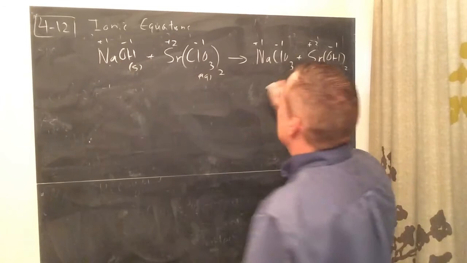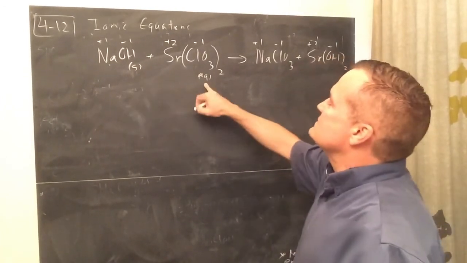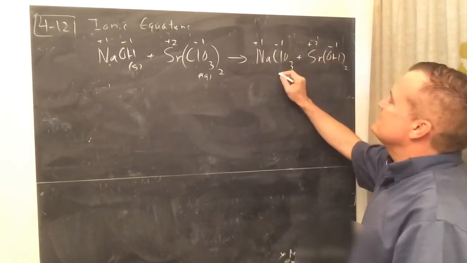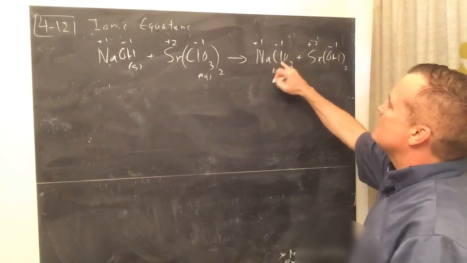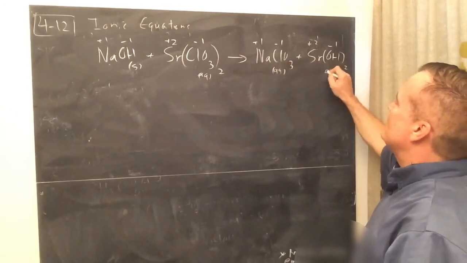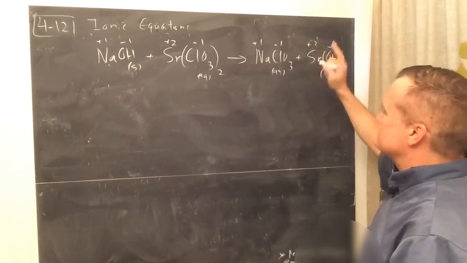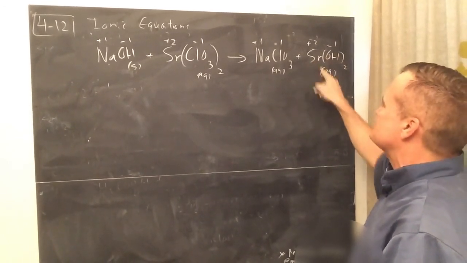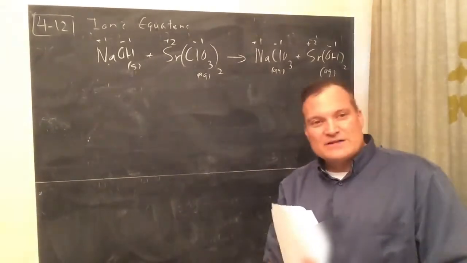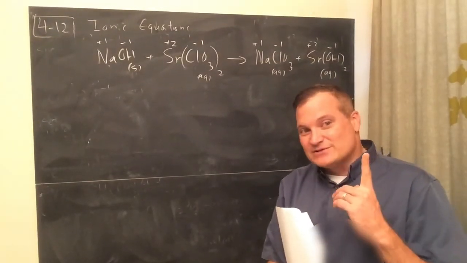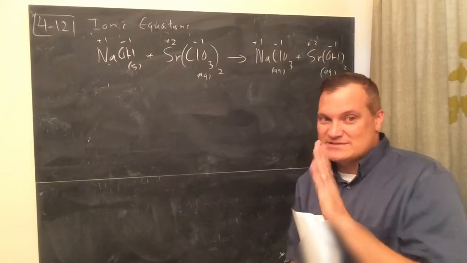Okay, so this is solid. This is aqueous. This one is going to be aqueous. All chlorates are soluble. Hydroxide is also aqueous because none of the hydroxides dissolve except for calcium, strontium, and barium. So it does dissolve. So from what I told you a moment ago, I almost fooled myself and thought this was one, but it's not.